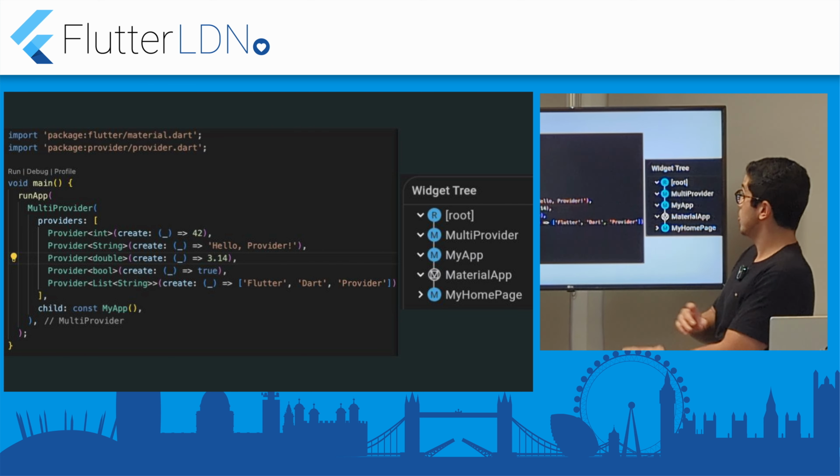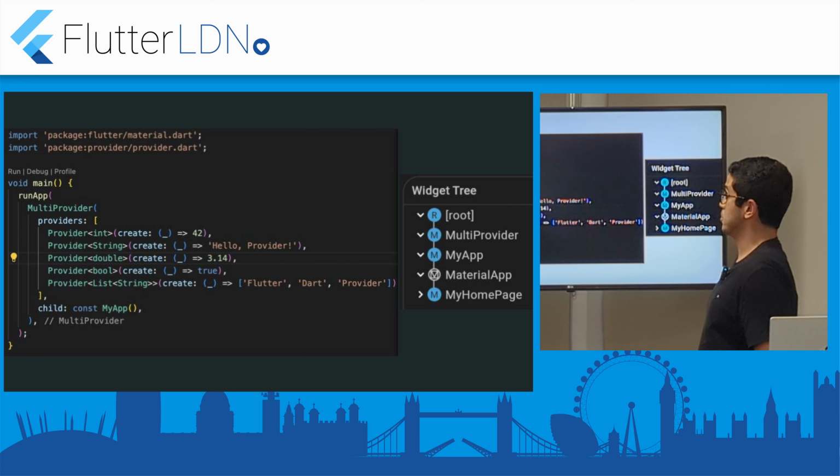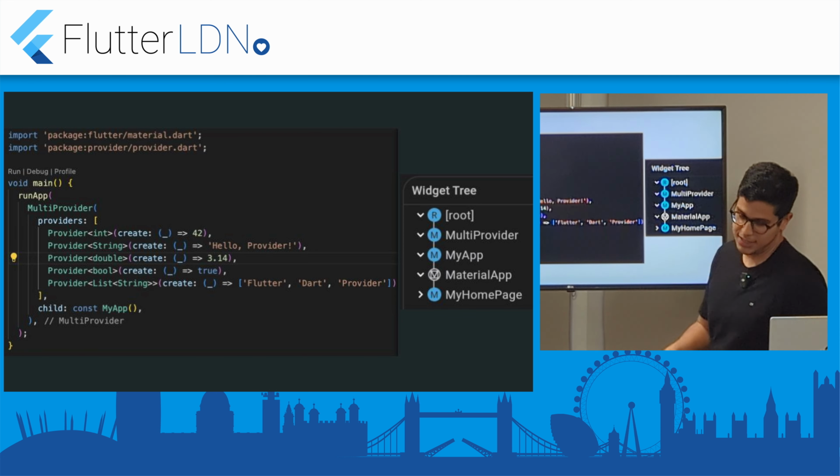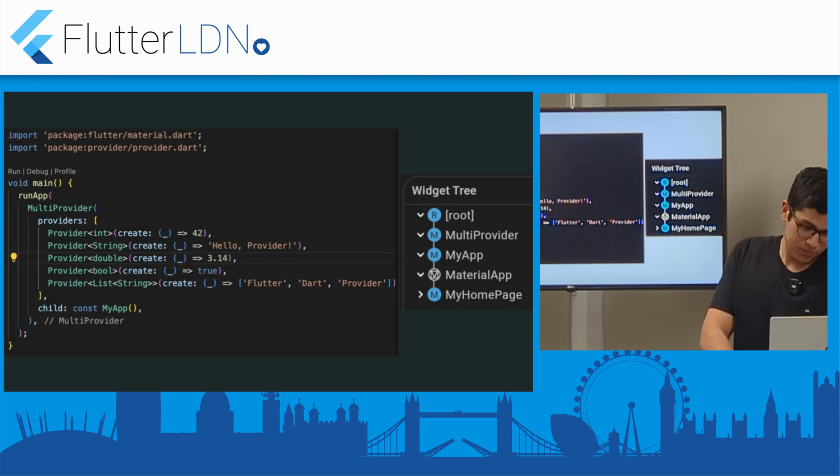If you look at the same example, exactly the same example with MultiProvider with 5 providers above it, we have just one extra layer in our widget tree. So MultiProvider is here, and we don't have each provider as a new widget increasing our widget tree depth. So yeah, much better, especially if you use MultiProvider.